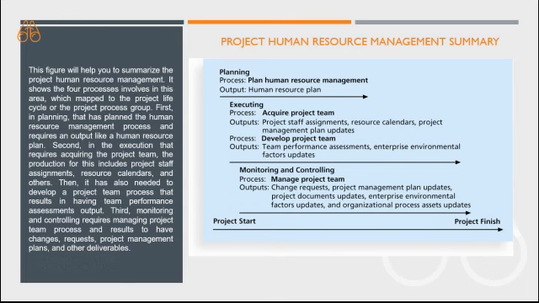Then, it is also needed to develop the project team process, which results in having a team performance assessment output. Third, monitoring and controlling requires the manage project team process and results in change requests, project management plan updates, and other deliverables.